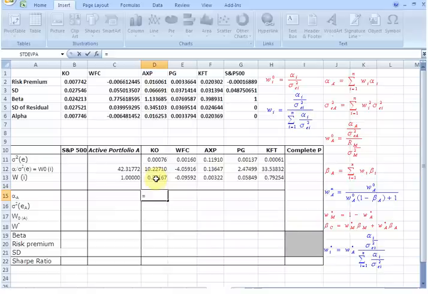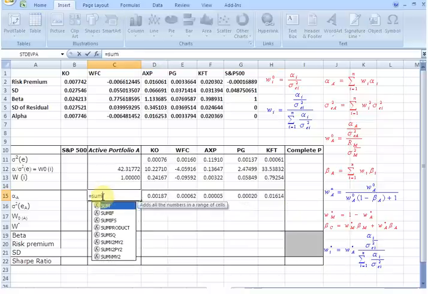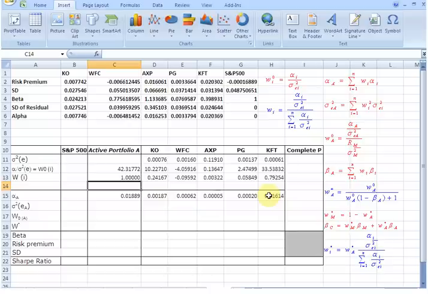The weight on Coca-Cola is this, times the alpha on Coca-Cola is this. And we can do this for all other securities as well in the active portfolio, which means that the alpha of the active portfolio is going to be simply the sum of these numbers. So now we have the alpha of the active portfolio.